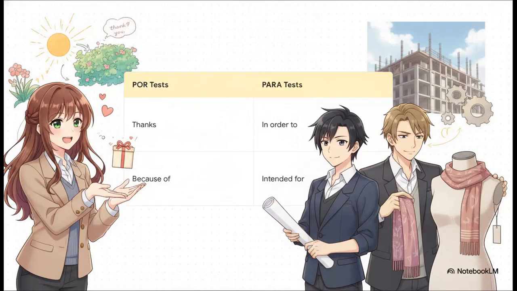I want to give you a highly practical gut check that you can use on the fly during real, unscripted conversations. You might want to take a mental screenshot of this. If you are stuck mid-sentence, just run these quick translation tests in your head. The thanks/because test. If you can rephrase your sentence with because of or you are thanking someone for a reason, it's almost always por. On the flip side, the in order to/intended for test. If your sentence can be rephrased as in order to do something or if an object is physically intended for someone, it is almost always para.